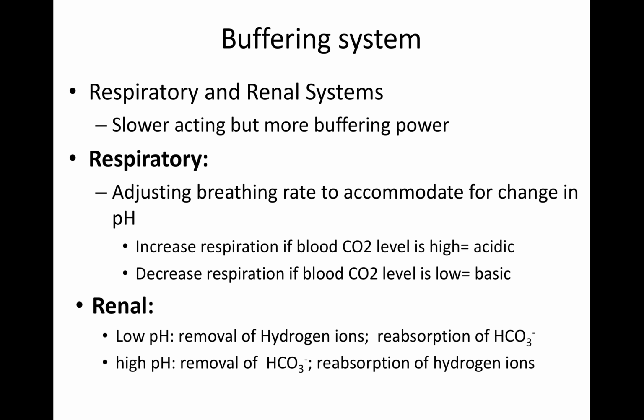Under low pH, the way your body deals with it, if you have way too much hydrogen, right? It's an acidic condition. So your body is going to remove the hydrogen ions, and it's going to reabsorb your bicarbonate, which is the buffering component. And when your body is dealing with an alkaline situation, high blood pH, it's going to remove the bicarbonate, so you don't really need that component anymore, and you're going to help with increasing reabsorption of your hydrogen ions. And that way you can help maintain your blood pH.